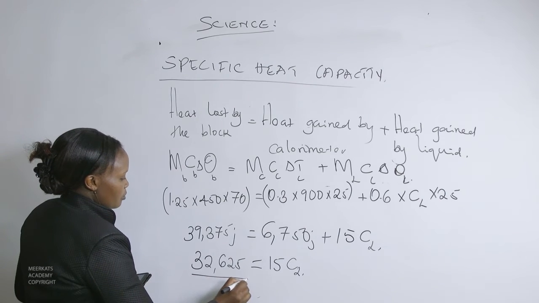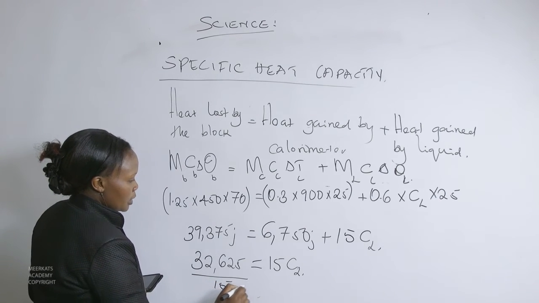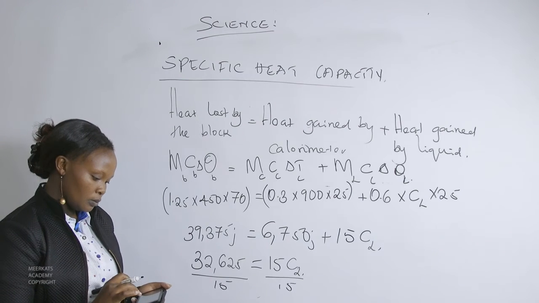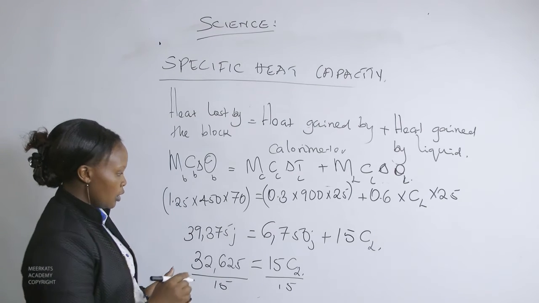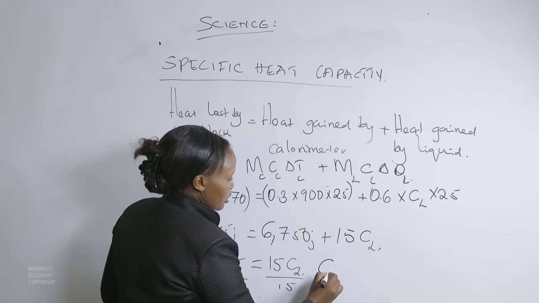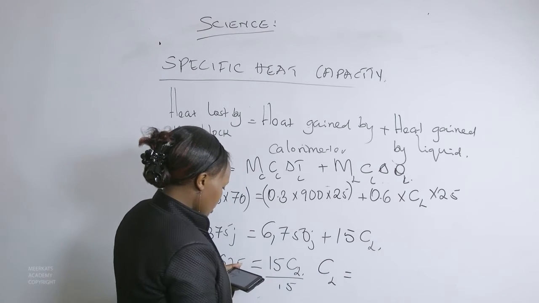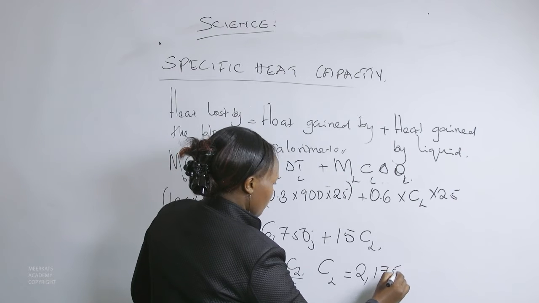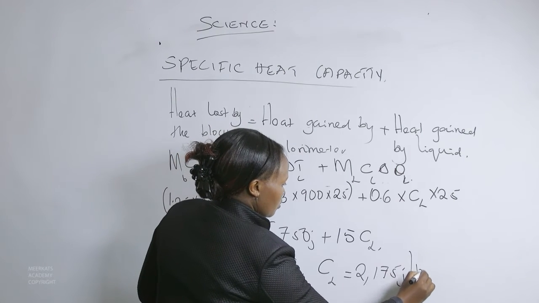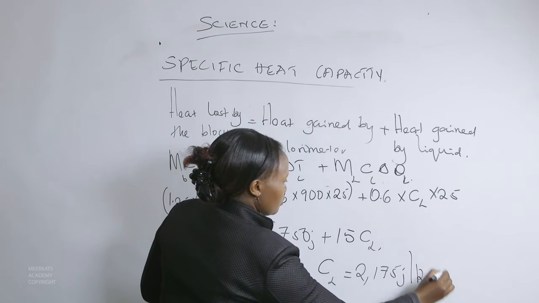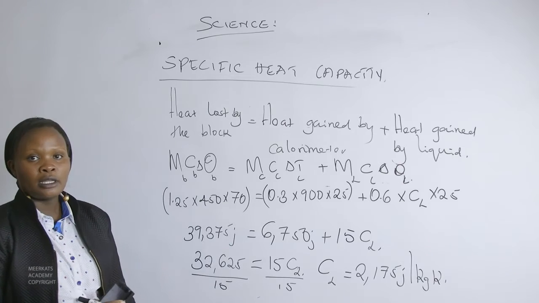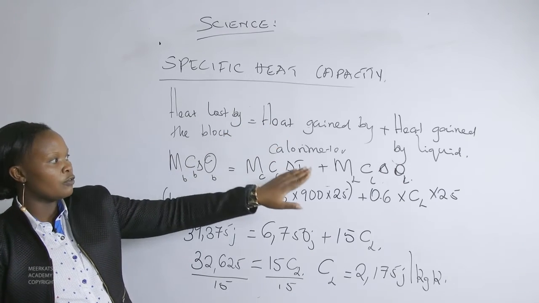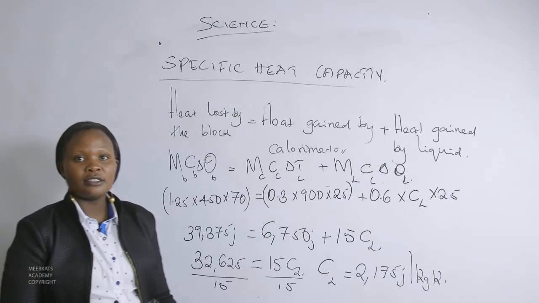Now we can divide both sides by 15, so that now the specific heat capacity of the liquid becomes 2,175 joules per kilogram Kelvin. Therefore, you will have to take care of all the items that are interacting.